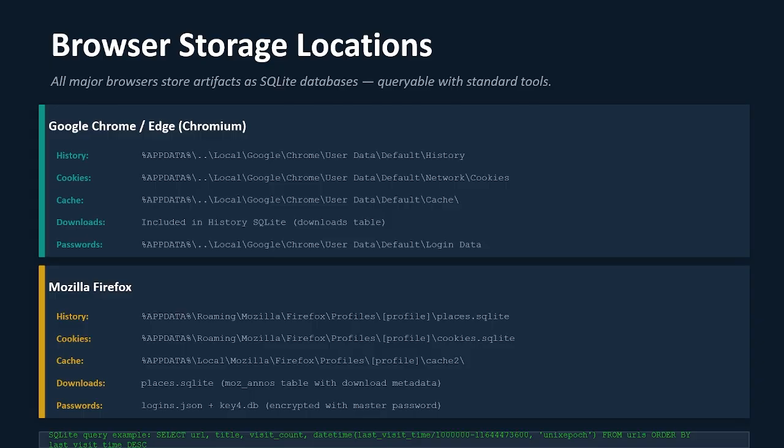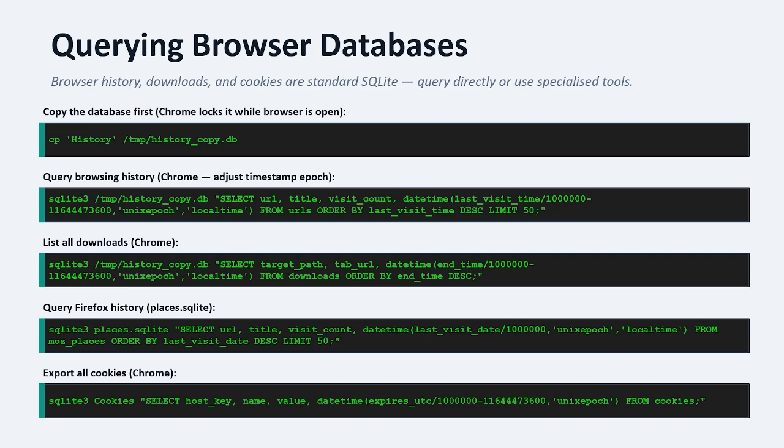Downloads are stored in the places.sqlite. Passwords are stored in the logins.json inside of the key4.db. It is encrypted with a master password, but depending upon the user, that may not be that difficult to figure out or to determine. So querying, you can copy the entire database because, well, it gets locked when the browser is open. And then you can use SQLite to select from that particular database and view information.